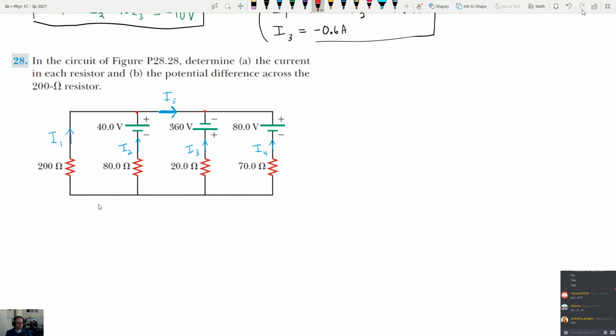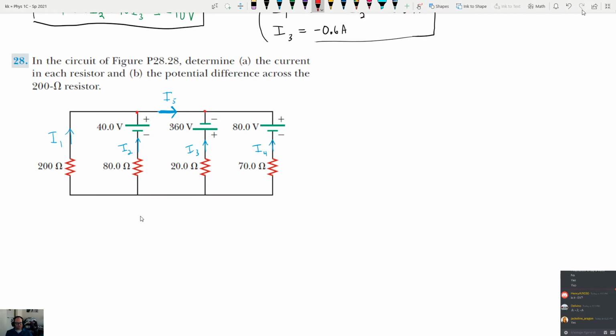Four. Four, yeah. One, two, three, four. You will not be able to use all four junctions. You will be able to use two of them, though. And really, those two are only going to give you one equation. But let's use these two junctions. You do your loop rules however you want to, okay?